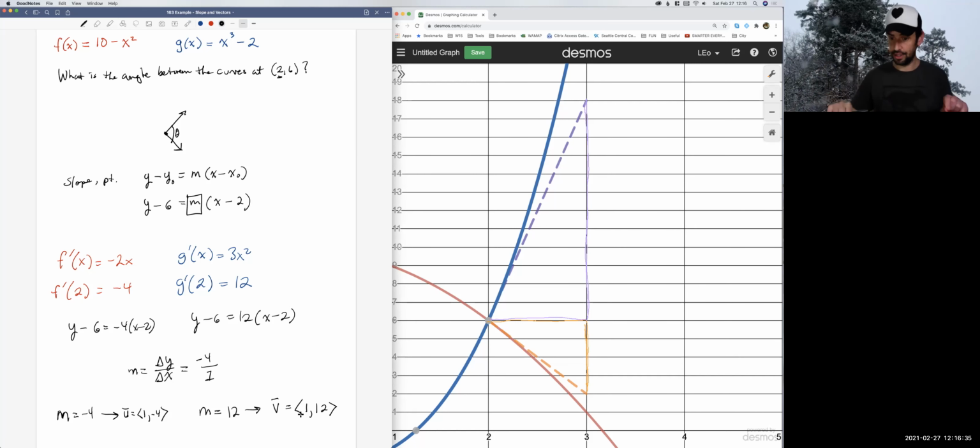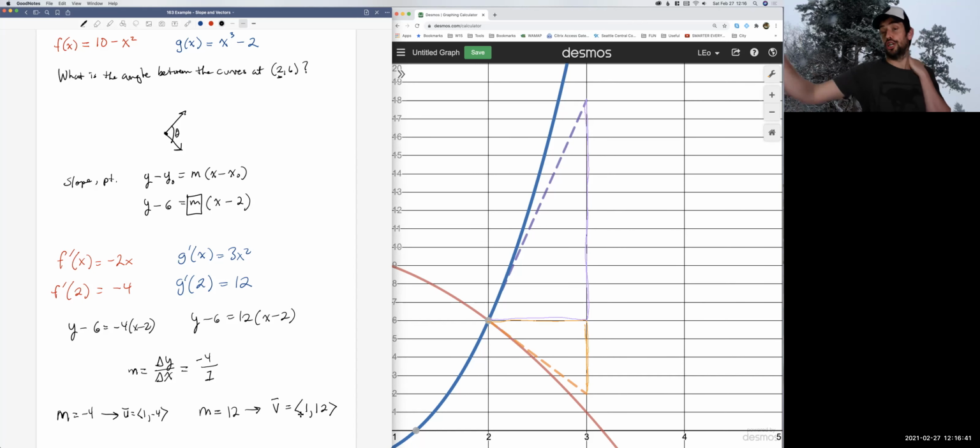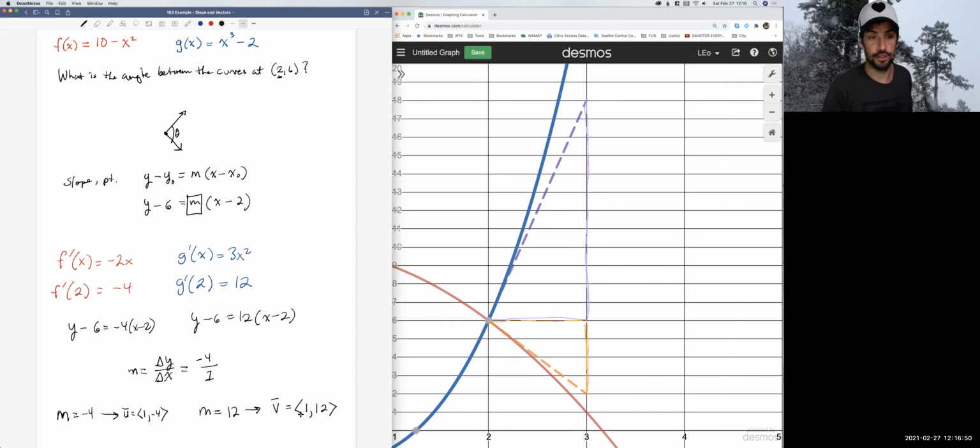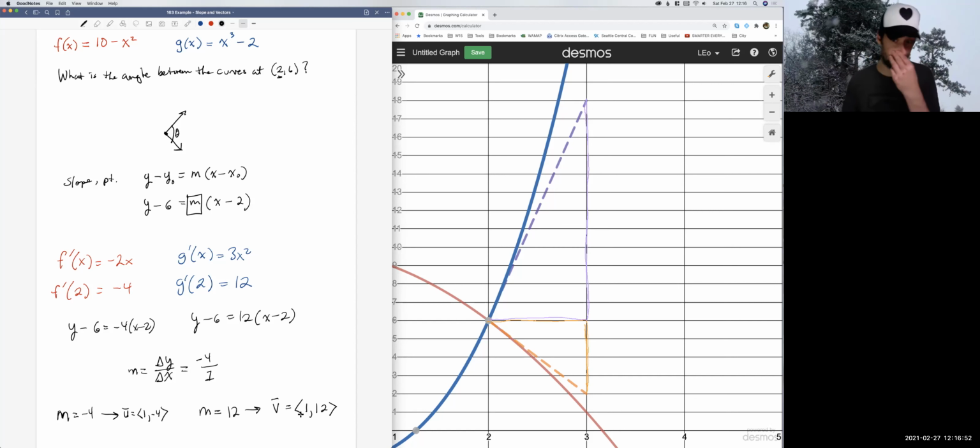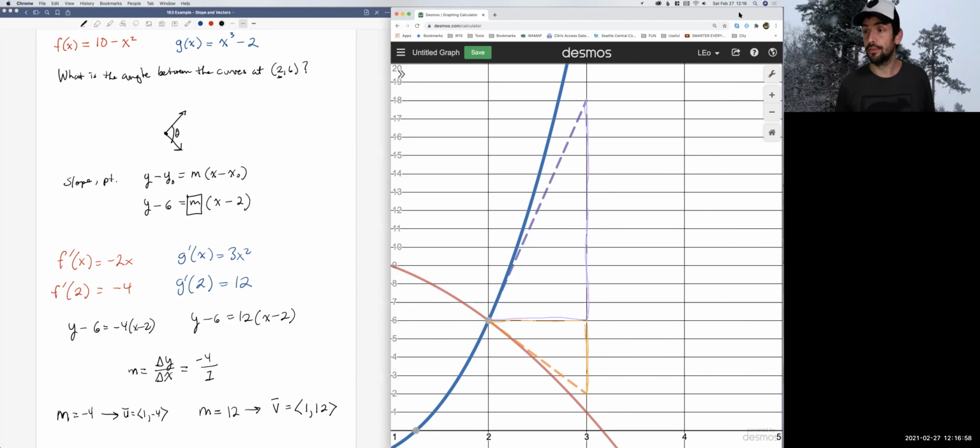Vectors tell you where to move in the x and the y, right? But vectors can be located anywhere. I could move this vector to the origin, I can move it wherever I want. The vector itself still moves over 1 up 12 or over 1 down 4, depending on which one we're talking about. So those are the 2 vectors that we're talking about.